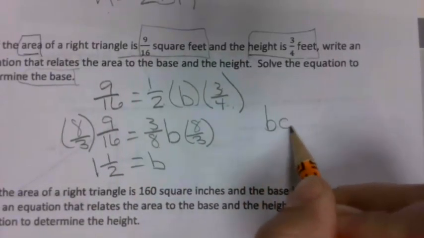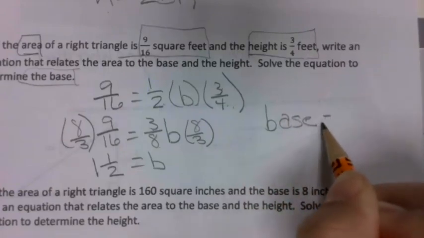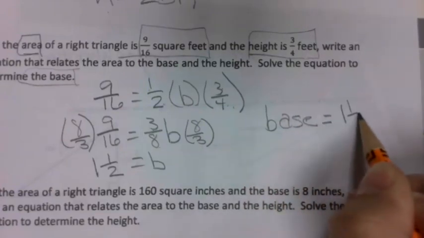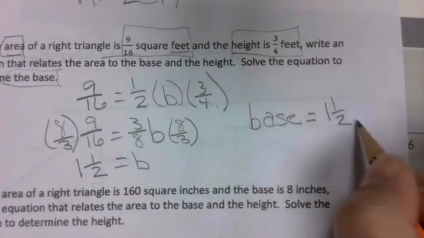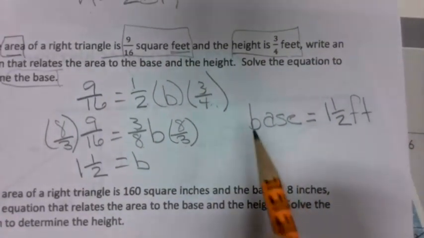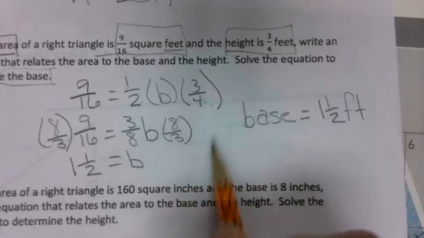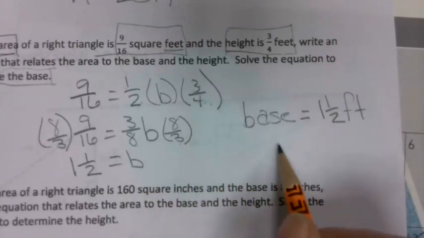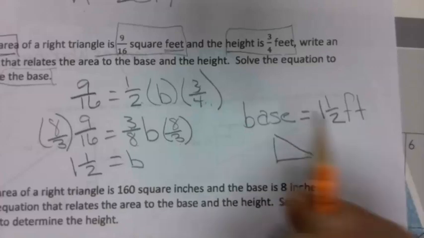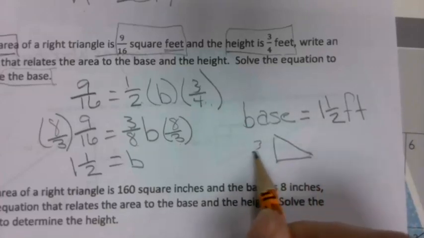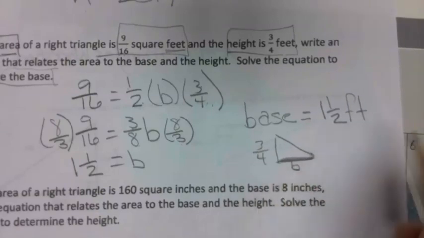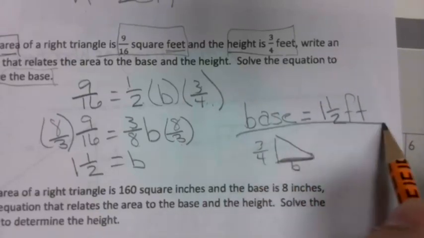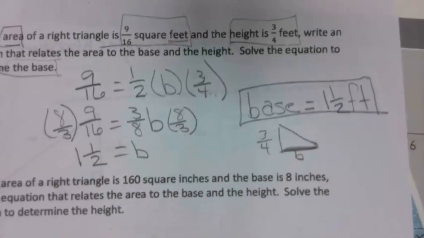So over here, you should write base equals 1/2 what? 1/2 feet. Remember, it's not squared because it's not the area, it's just the line. So you had the height is 3/4, and you needed to know the base. So you were just looking for the line. So it is not going to be squared.